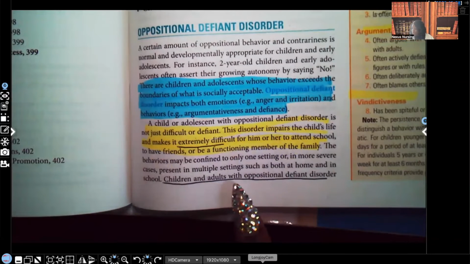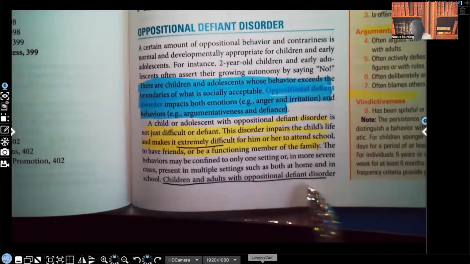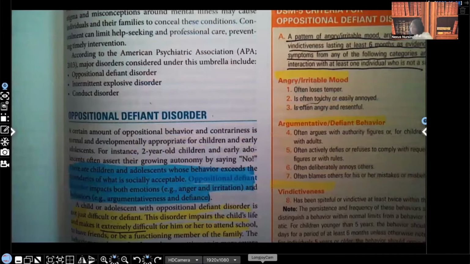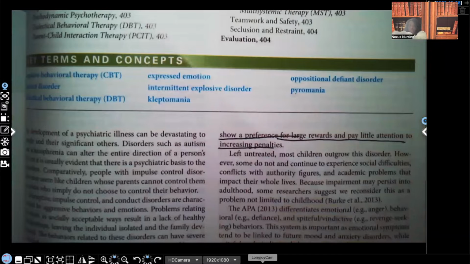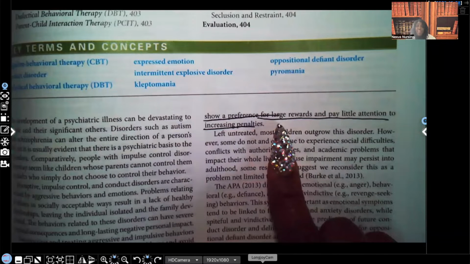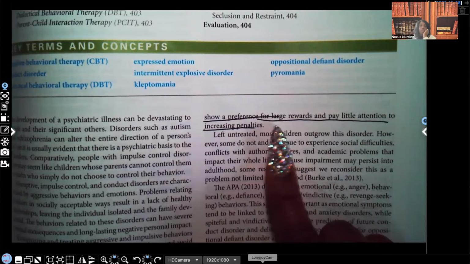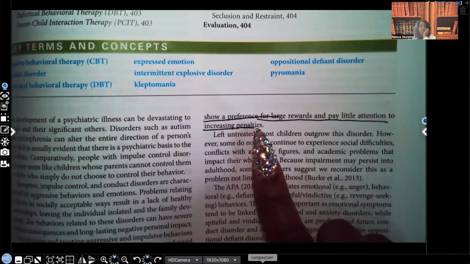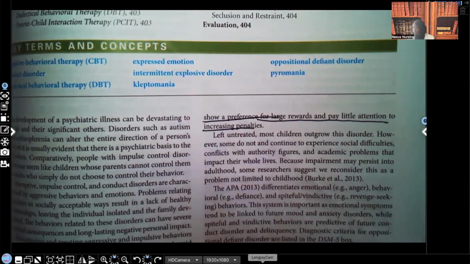Children and adults with oppositional defiant disorder show a preference for large rewards, and they pay little attention to increasing penalties. So they'll decide to rob a bank because they're thinking of all the money that they can get, and they could care less about the chance of going to jail.